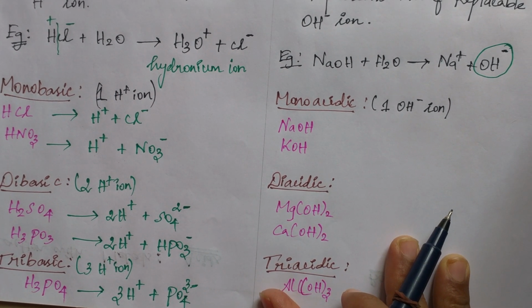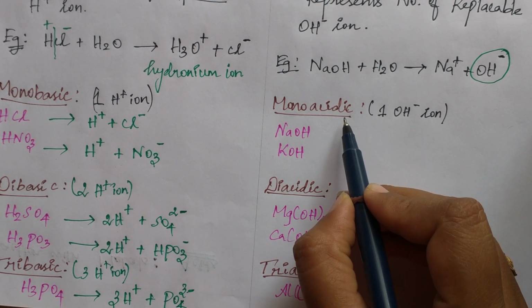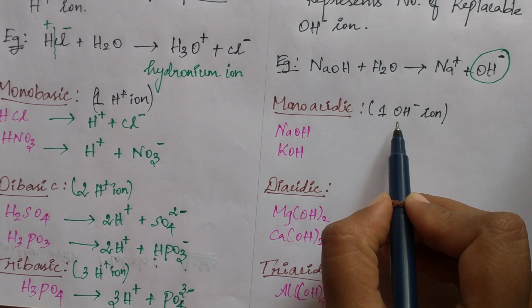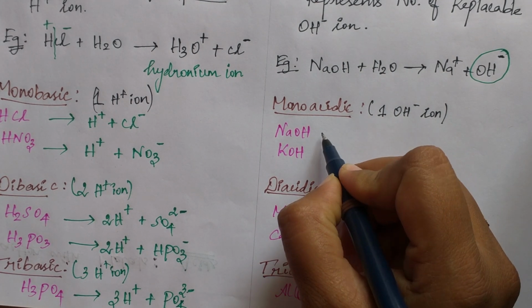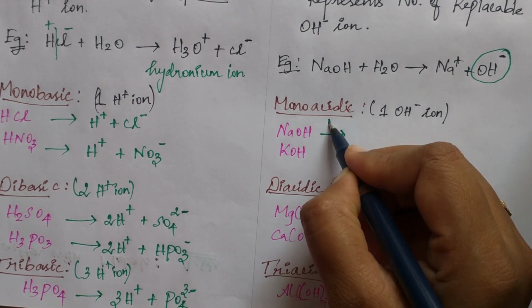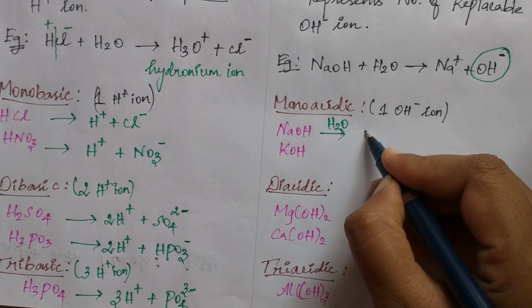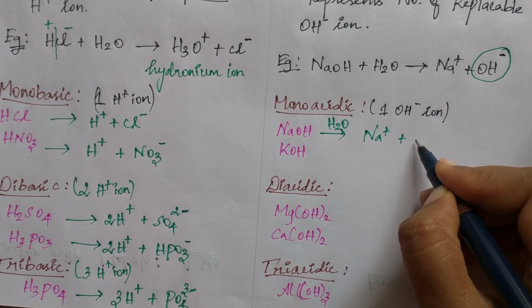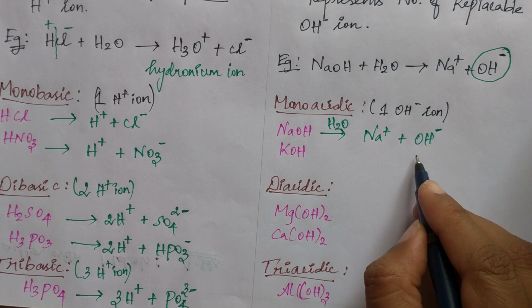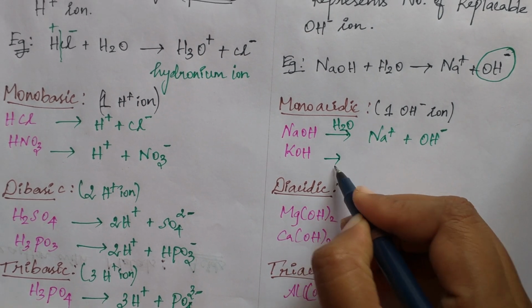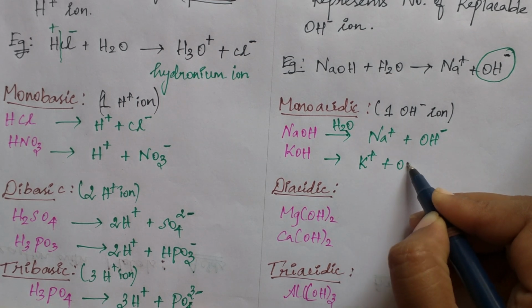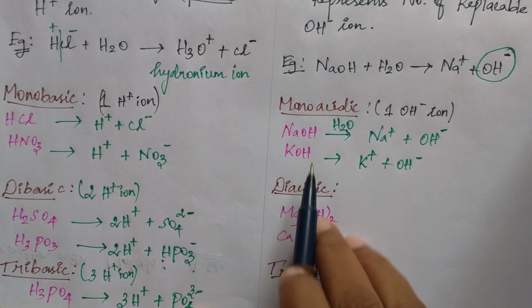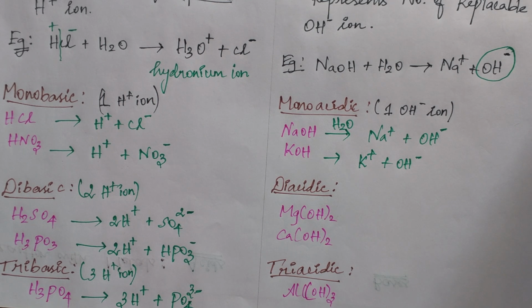And for acidity, monoacidic means what? When dissolved in water, it gives 1 OH minus, just in the opposite manner to acids. So see now, when NaOH is dissolved in water, it gives Na plus and OH minus. Only 1 OH it produces. Like that KOH, K plus and OH minus. So they are giving only 1 OH in solution.